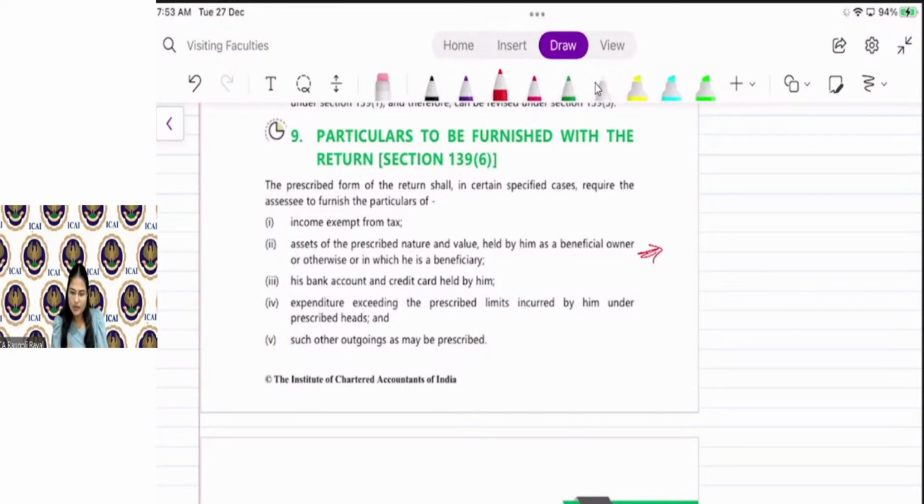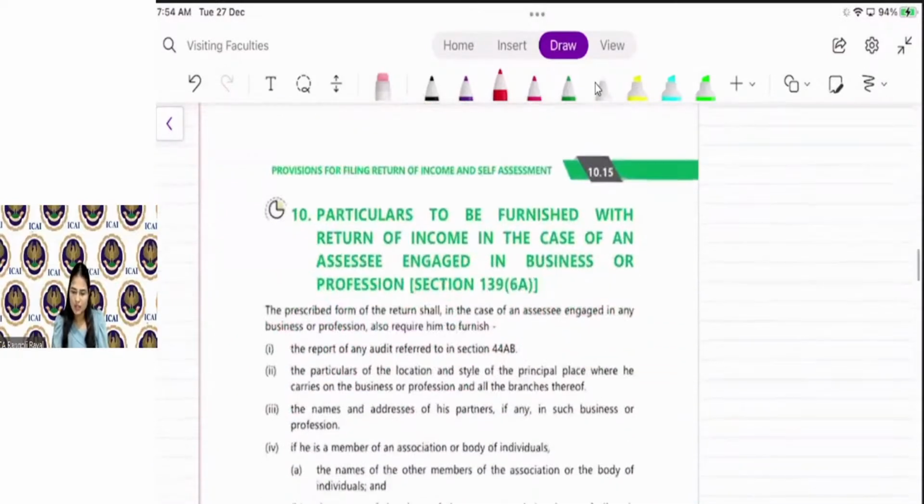If the date has lapsed, then you cannot file a revised return. You can file a revised return, but within the dates given in this section. If the date has lapsed, you are not eligible to file a revised return, even if there is a mistake or error, because the date is given. It is your responsibility to file your return within due dates.